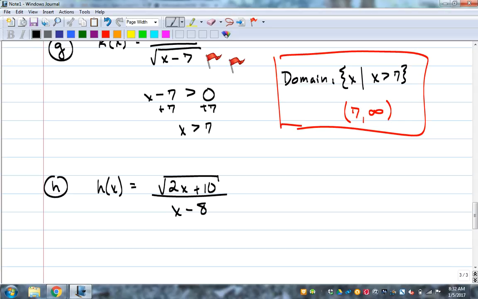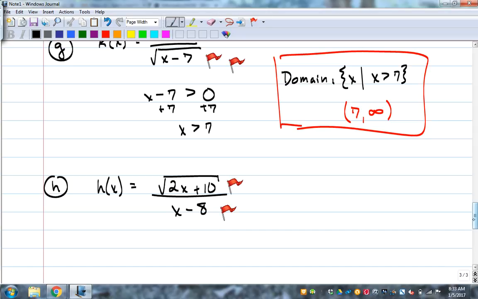We got 2 red flags. They're not in the same place though. So does that make it any harder? Not really. I think it actually makes it easier than the previous problem because it's just 2 separate things to worry about. Yeah, we just got to work with it separately. So let's look at this one. We got a red flag up here in the top. We got a red flag in the bottom.